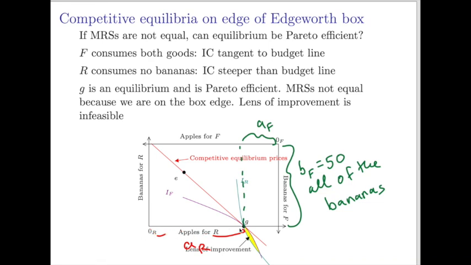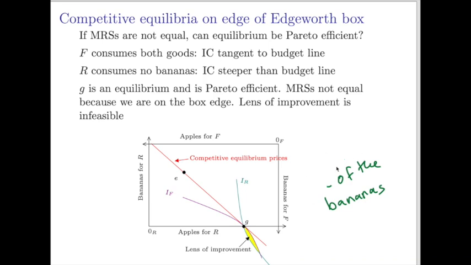Well, the answer is yes, because if we look at this situation, we look at the slopes of the indifference curves. Well, since Friday is consuming both goods, he is technically on the interior of his budget line. So he's going to have tangency of his indifference curve with the budget line. Right? So at this point G, his indifference curve has the same slope as the budget line.